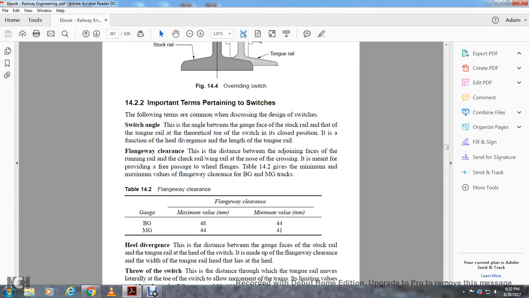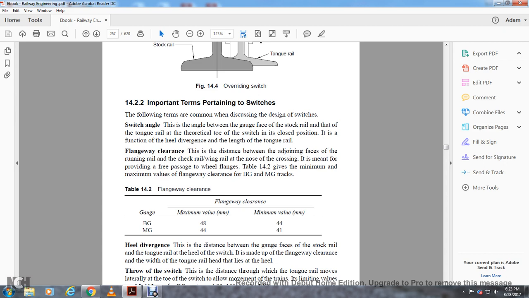14.2 Important terms pertaining to switches. The following terms are commonly used in the design of switches. Switch angle: the angle between the gauge face of the stock rail and the tongue rail, theoretically at the toe of the switch in the closed position. It is a function of the heel divergence of the tongue rail. Flangeway clearance: the distance between the adjoining faces of the running rail and the check rail or wing rail and the nose of the crossing, meant for providing a free passage of the wheel flanges.